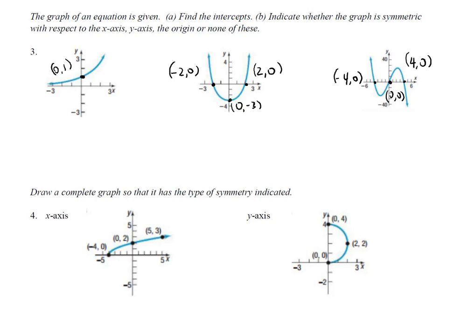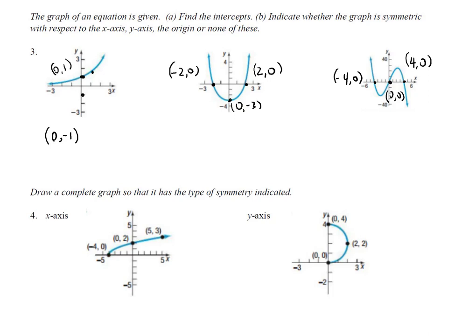It says indicate whether the graph is symmetric with respect to the x-axis, the y-axis, the origin, or none of these. Now we can visually see some things and we can verify it algebraically. So for this first one, in number 3, we see that there is no symmetry. But one way we can say that is for x-axis symmetry, we'd be looking for the point 0, -1. Because if there's xy on the graph, then we should be looking for x -y. Well, this point is not on the graph.